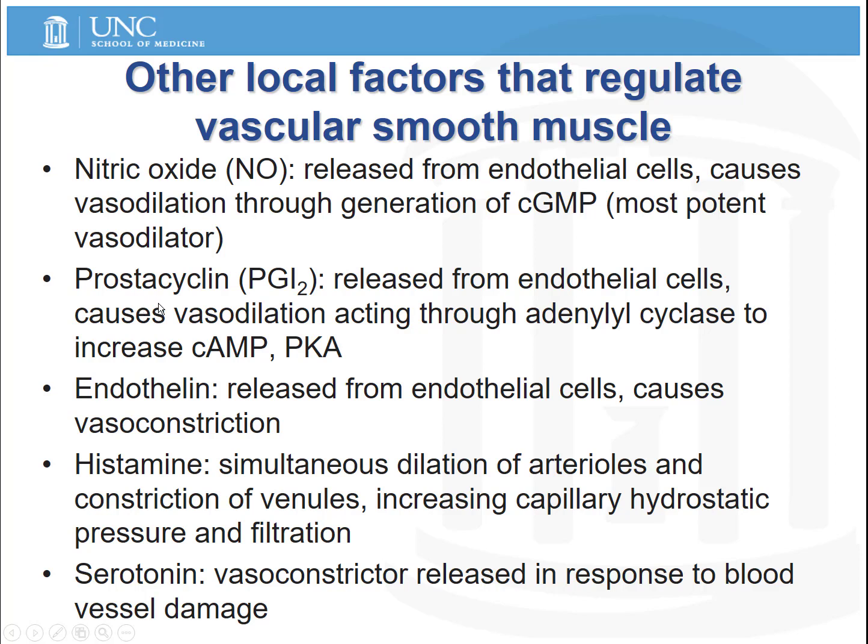Prostacyclin is also released from the endothelial cells, also causing vasodilation. It's released in response to hypoxia or shear stress, and it acts through a cyclic AMP-dependent mechanism to cause that vasodilation. Endothelin is another factor released by the endothelial cells, and it causes vasoconstriction.